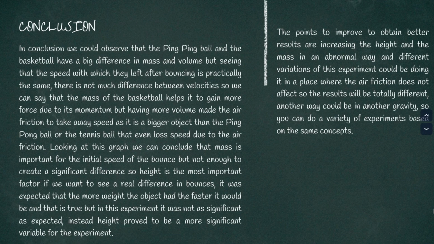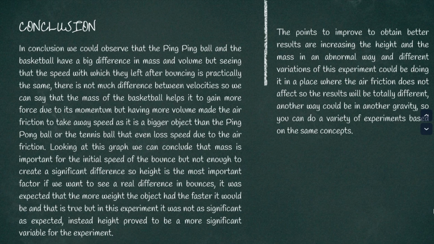Looking at this graph, we can conclude that mass is important for the initial speed of the bounce, but not enough to create a significant difference, so height is the most important factor if we want to see a real difference in bounces. It was expected that the more weight the object had, the faster it would be, and that is true, but in this experiment it was not as significant as expected. Instead, height proved to be a more significant variable for the experiment.